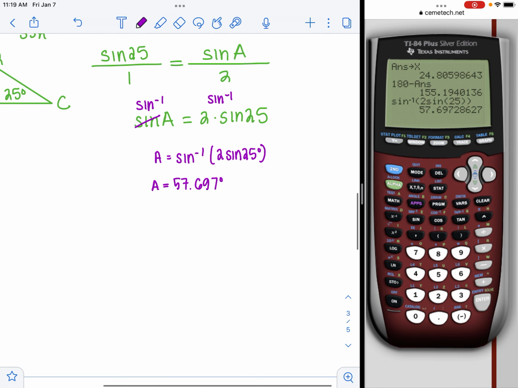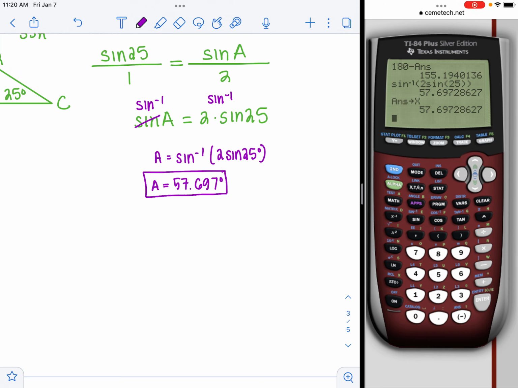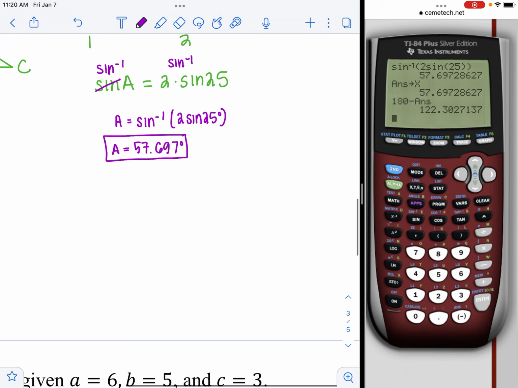57.697 degrees. Let's see if it could be 57 degrees. It can. All right, I'm going to store this as X because I'm going to need it again to find those other 2 sides. So I'm going to store it as X, or sorry, the other angle on the other side. And I'm going to do 180 minus that to see if I have a second triangle.